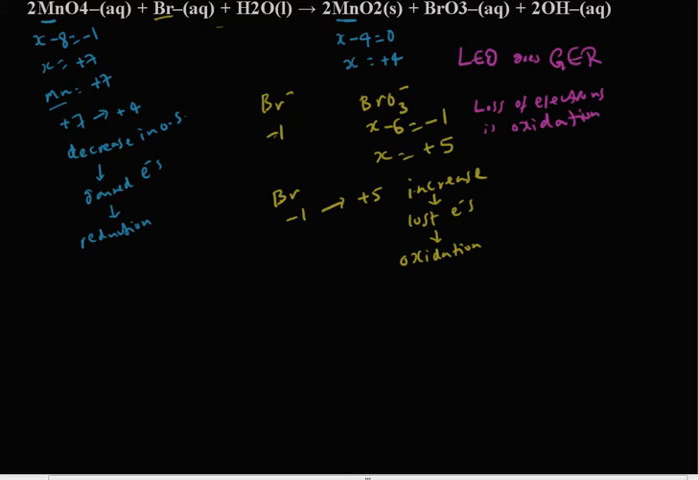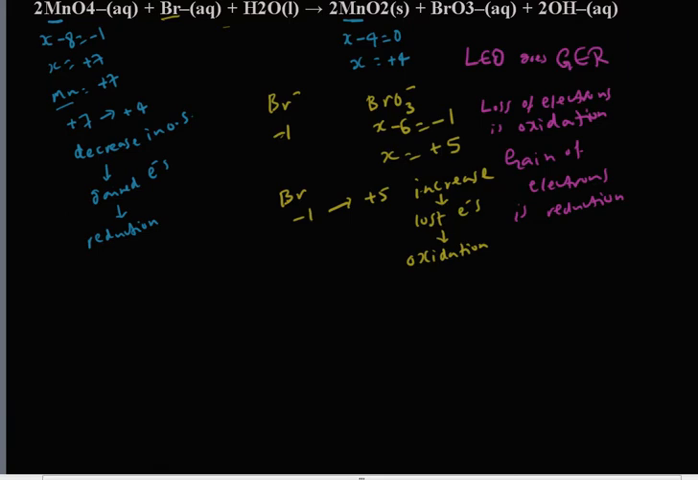Similarly, the letters G, E, R, they stand for gain of, E stands for electrons again, and R stands for reduction. So this is a simple mnemonic aid to remember oxidation and reduction in terms of electrons. Now let's go back to our original question and try to figure out the oxidizing and reducing agent.